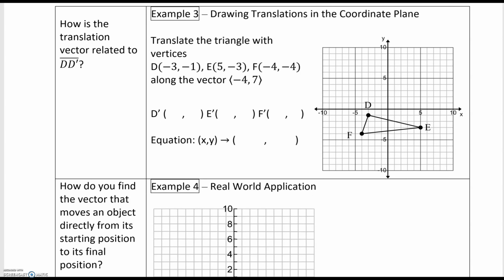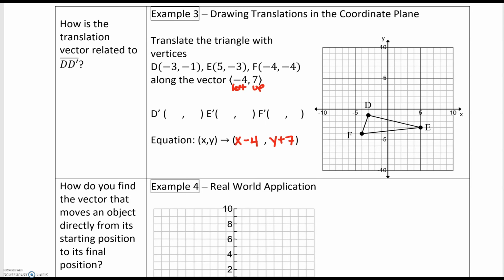We have our original, which is D, E, F, and then we have our D prime, E prime, F prime. Remember, it's our notation for our new image. So this is kind of our pre-image, and then we have our new image. So let's go ahead and change it by -4, so that means we're going to go left, and then +7, that means we're going to go up. We're just going to subtract 4 from our X and add 7 to our Y. Okay, so that's our equation.